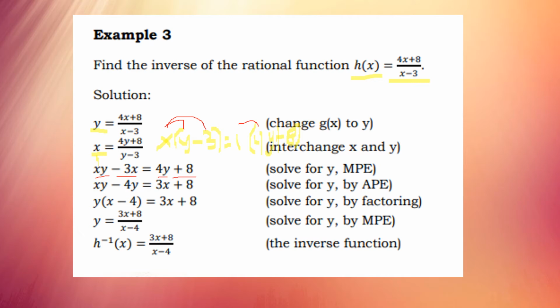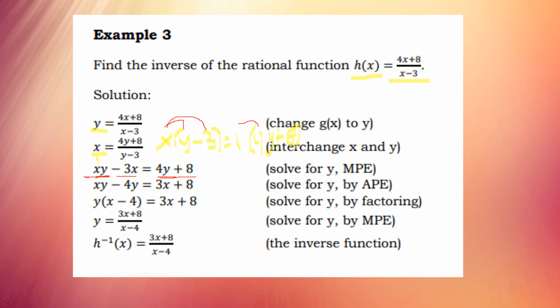We combine similar terms in terms of y, kasi kailangan natin i-solve for y. So, use the APE or the transposition. Itong may y dito, isasama natin dun sa may y rin dito. Okay? So, that is xy, positive 4y will become negative 4y, equals negative 3x will become 3x plus 8.